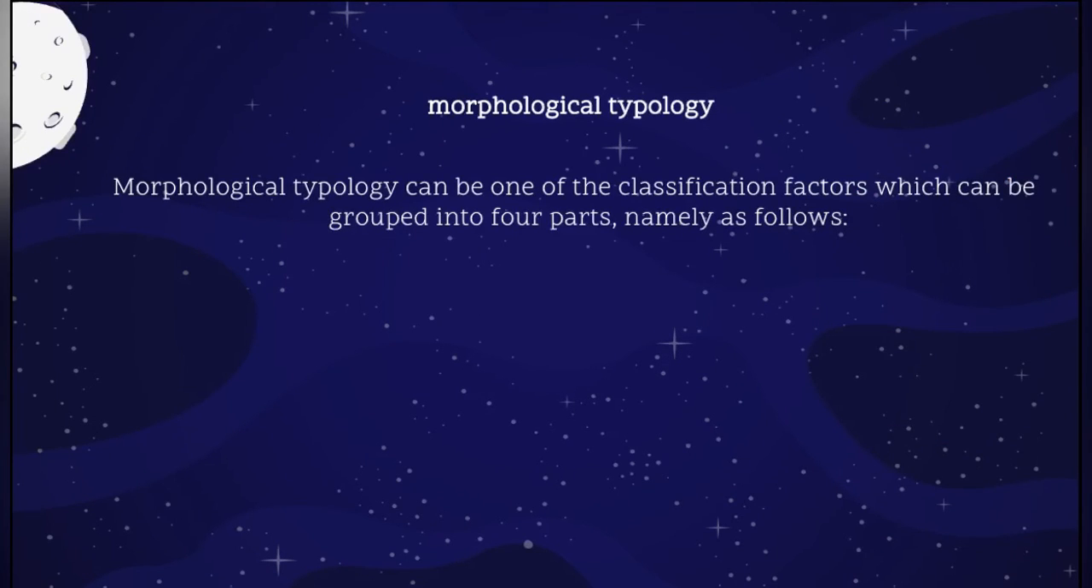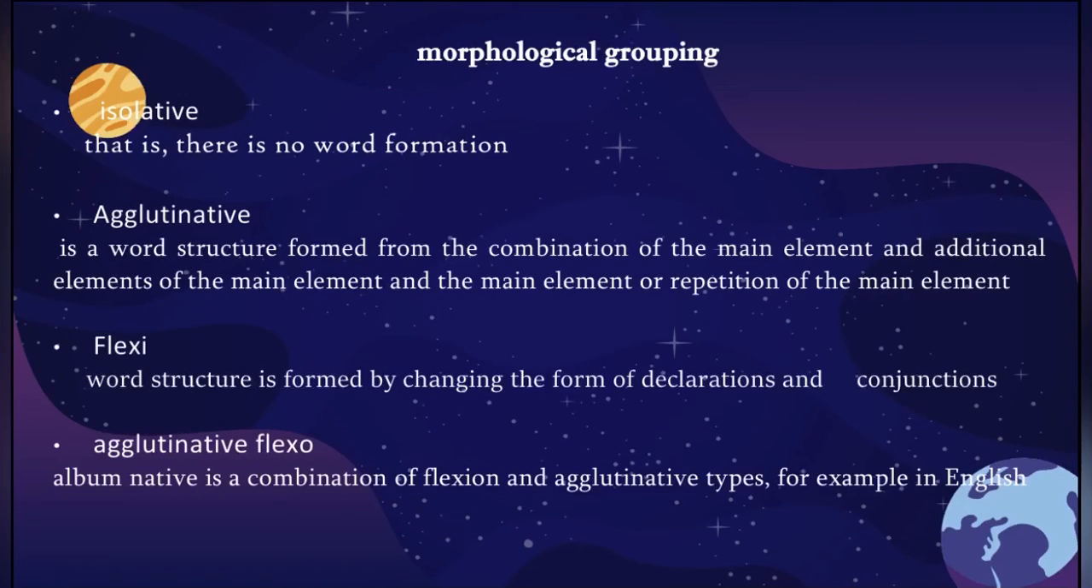And the next slide, morphological typology. Furthermore, there is a morphological typology. Morphological typology can be one of the classification factors, which can be grouped into 4 parts, namely as follows. The first is isolative, that is, there is no word formation. Agglutinative is a word structure formed from the combination of the main element and additional element, the main element and the main element, or repetition of the main element.